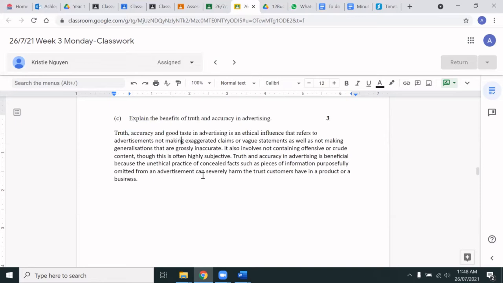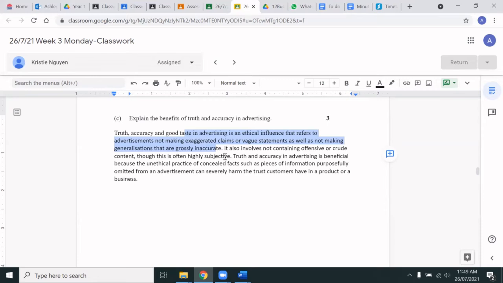One, truth, accuracy, and good taste in advertising is an ethical influence. Good. So you're knowing where it's coming from, the syllabus. Excellent. It refers to advertisements not making exaggerated claims or vague statements, as well as not making generalizations that are grossly inaccurate. Yeah, I like this. Yeah. So pretty detailed definition to start with. It also involves not containing offensive or crude content, which is highly subjective. All right.